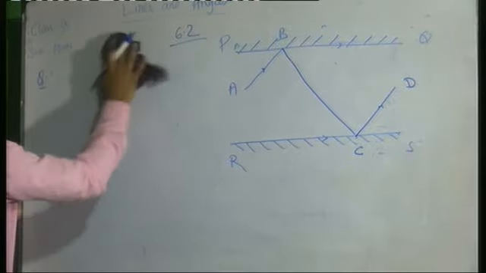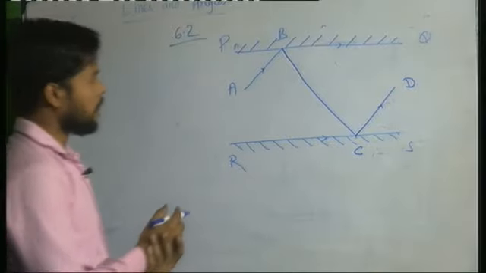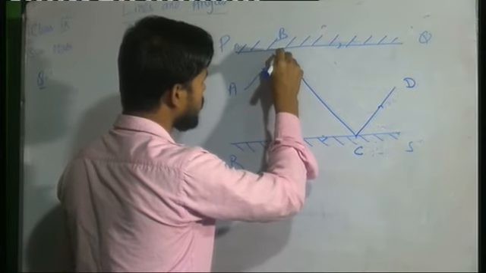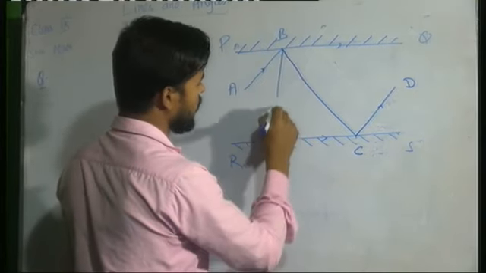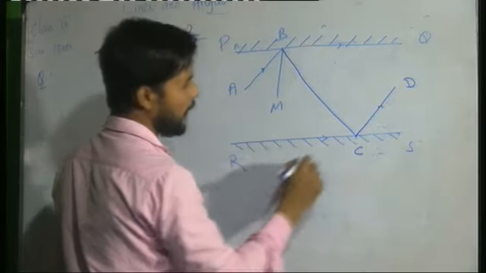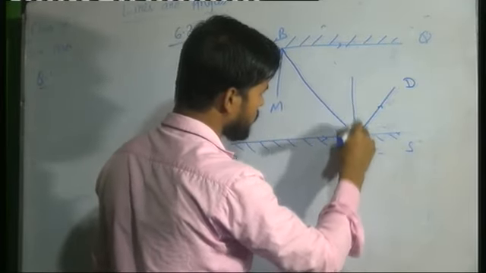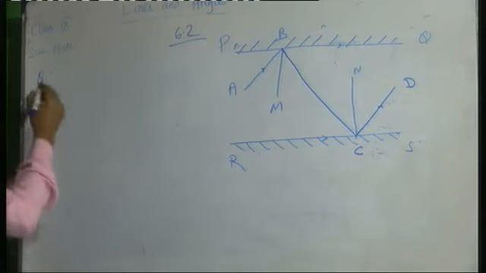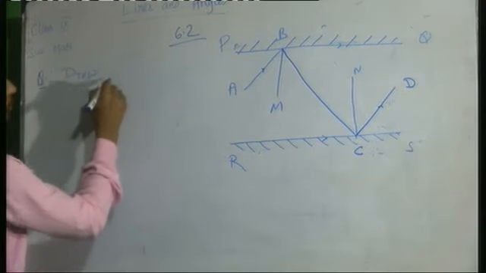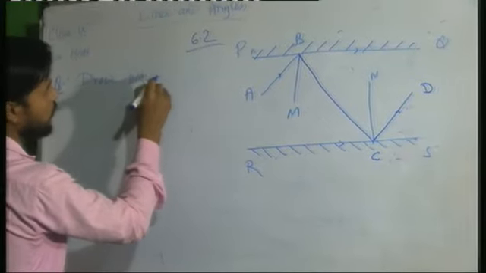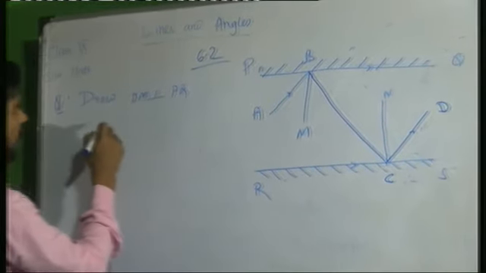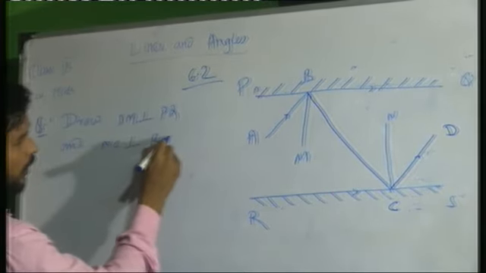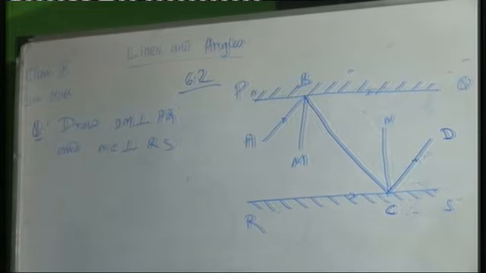Now we'll apply this same rule here. What we have to do is draw two normals, one suppose BM from the point B, and one suppose CN, to the planes PQ and RS. So draw BM perpendicular to PQ and NC perpendicular to RS, meaning we are drawing two normals.